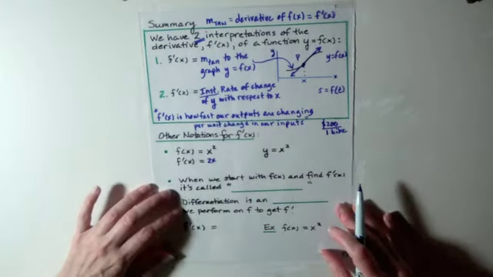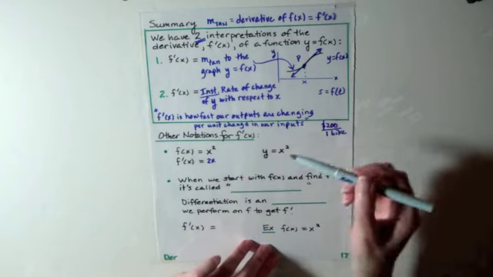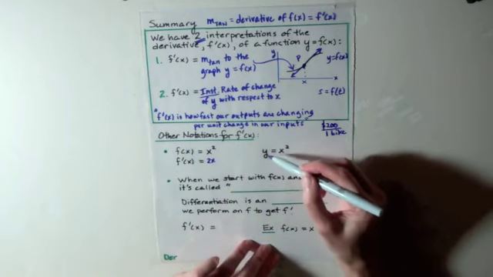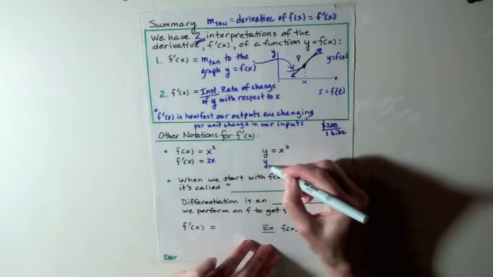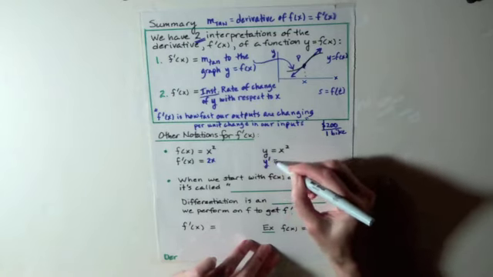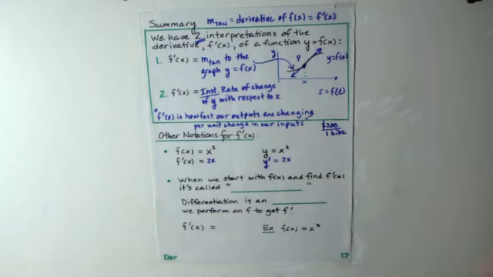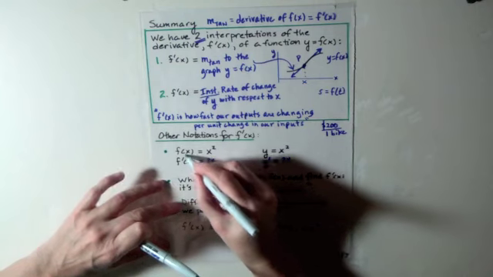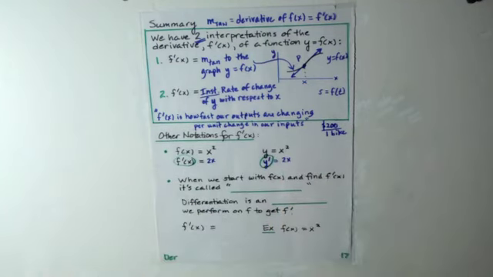Well, sometimes our original function is written differently. Instead of f of x equals x squared, sometimes it's written y is equal to x squared. And in that case, we might write y prime is equal to 2x. And y prime then is another notation that means exactly the same thing as f prime of x. So f prime of x and y prime mean exactly the same thing.